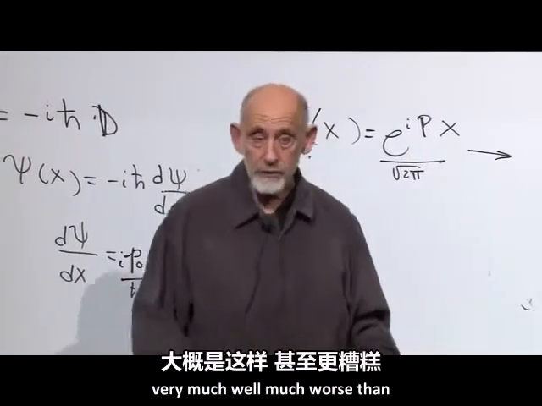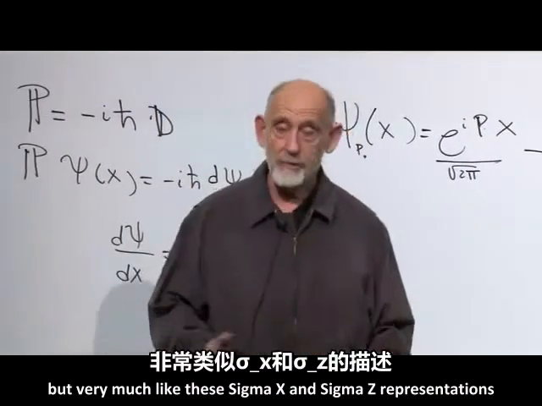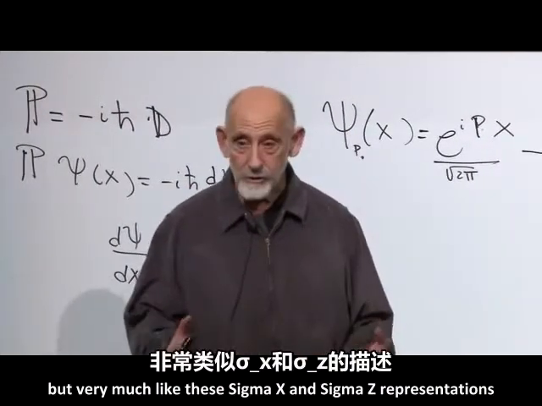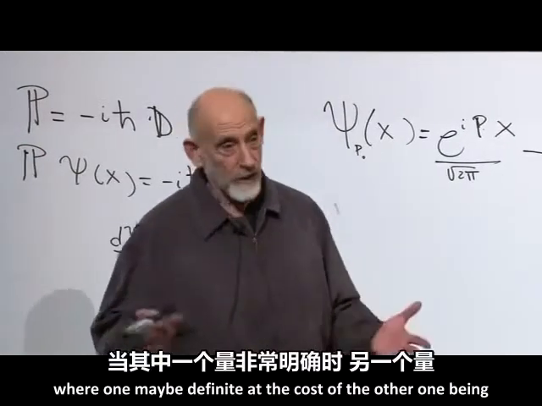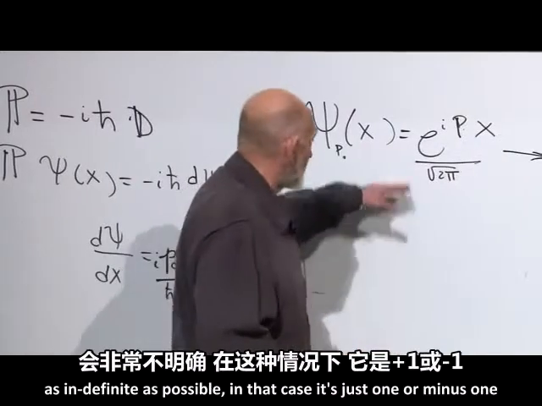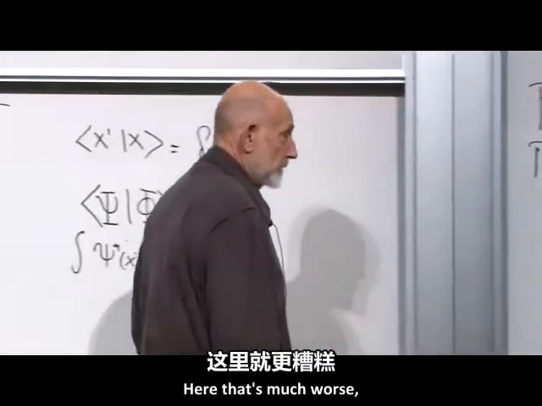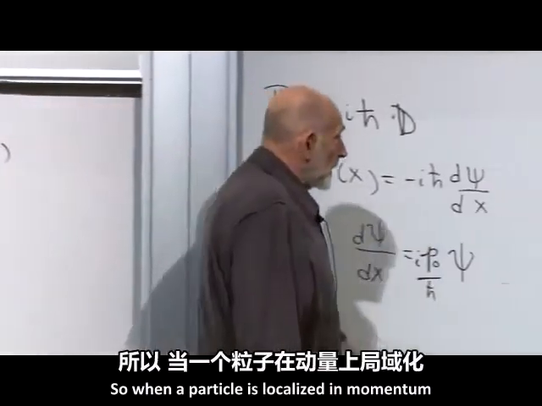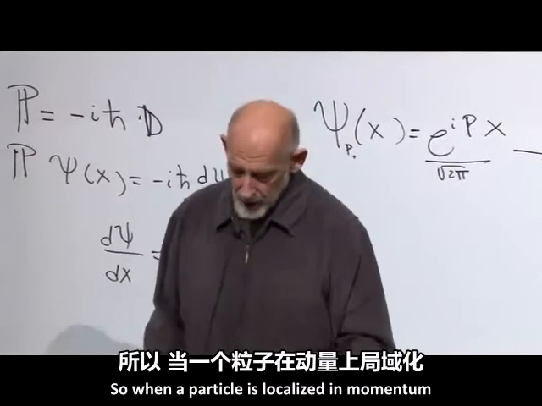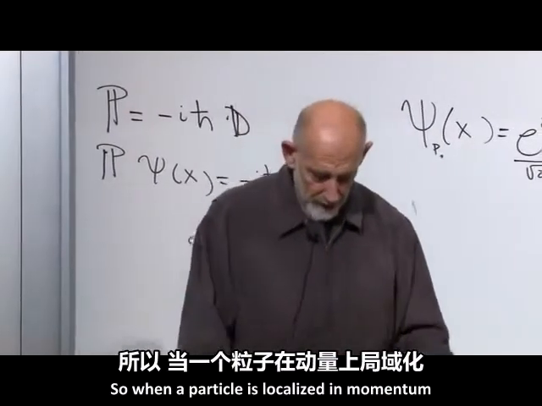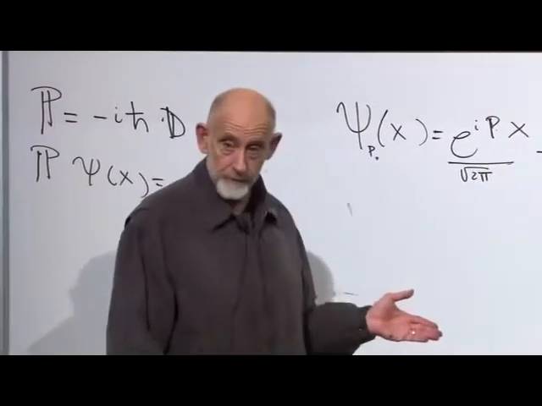Okay? Very much like the sigma x and the sigma z representations, where one may be definite at the cost of the other one being as indefinite as possible. In that case, it's just 1 and minus 1. Here, it's much worse. So when a particle is localized in momentum, it's completely delocalized in position.